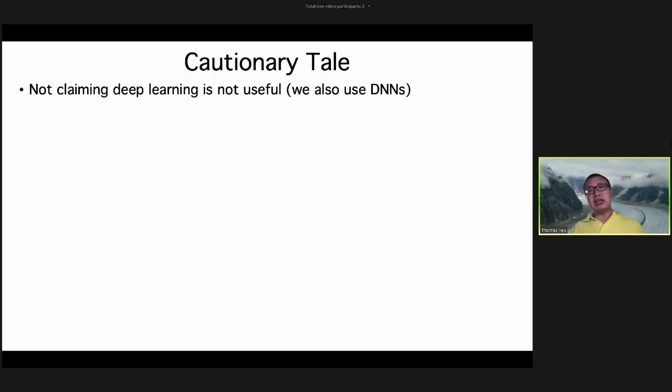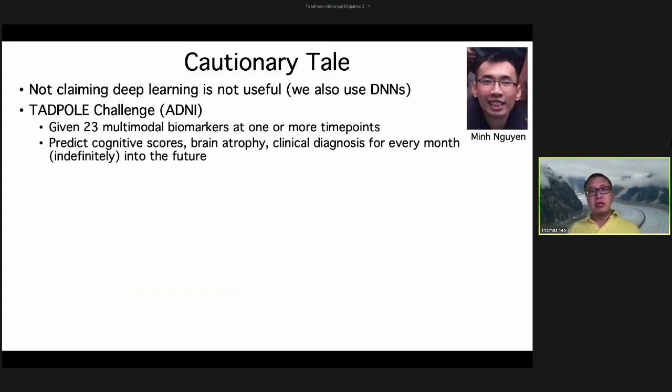I want to be clear that I'm not saying deep learning is not useful. In fact, my group also uses deep learning for some problems. And I would like to share with you our experience on developing a deep neural network for the TADPOLE challenge. This work is spearheaded by my student Ming.